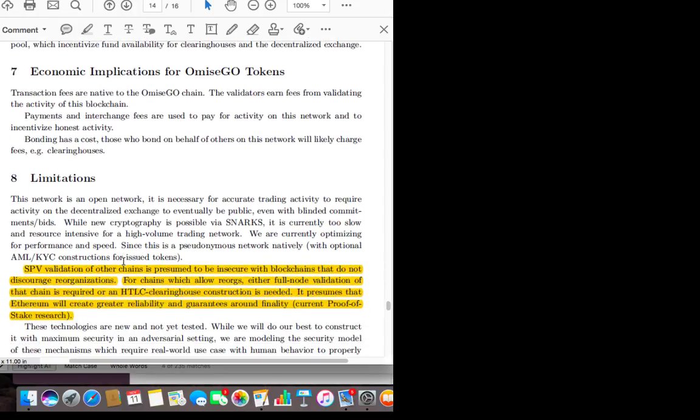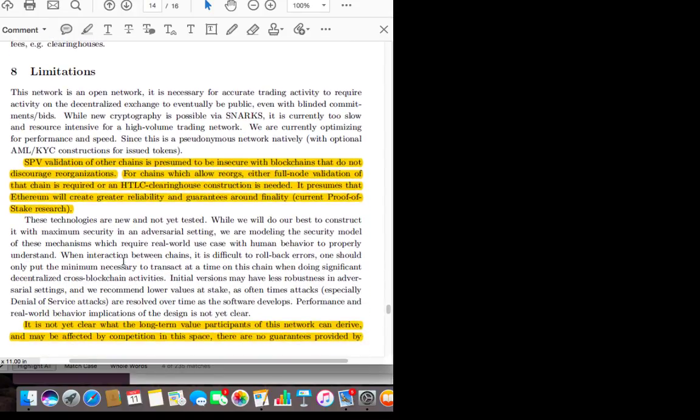There are limitations, so the SPV validation of other chains is presumed to be insecure with blockchains that do not discourage reorganizations. For chains that allow reorgs, either full node validation of that chain is required, or an HTLC clearinghouse construction is needed.